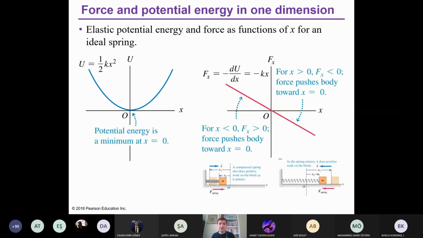Now, let's have a look at the spring force and the potential energy stored in the spring. We have discussed this one during the last lecture. This is the x-axis, okay? This is the equilibrium position when the x is 0. You can consider like this: here there is a spring, and here there's a mass. This is the equilibrium condition when the x is 0.